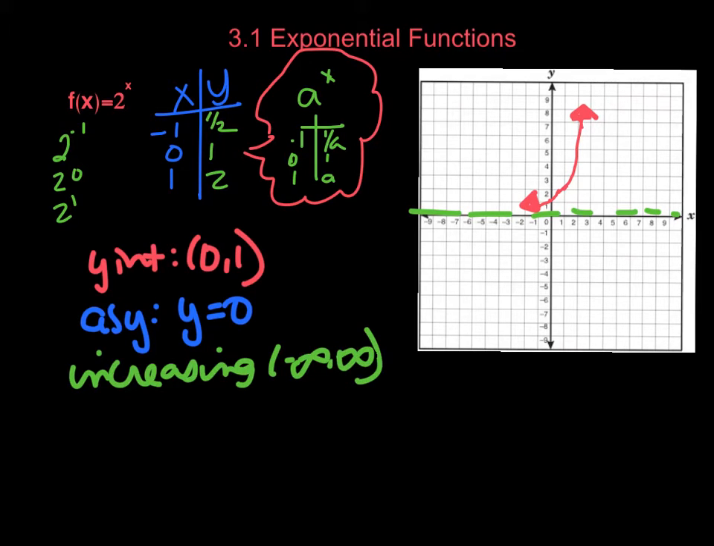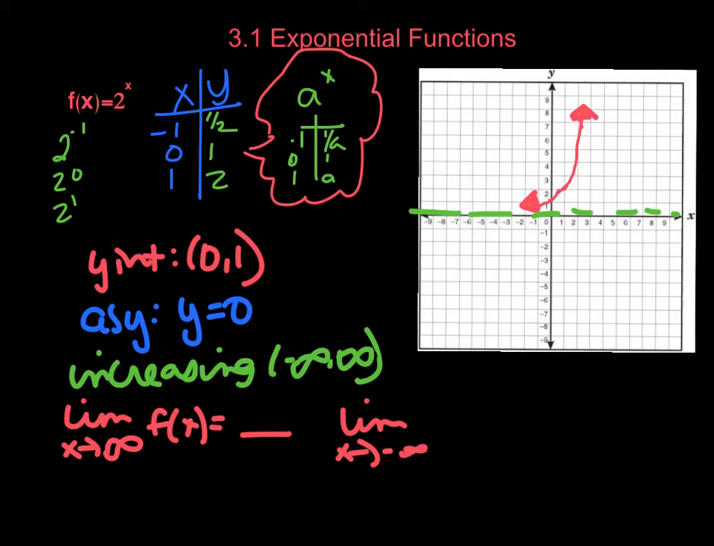Okay. I also want to talk about your end behavior. So my limit as x approaches infinity of f of x, and then we're going to talk about my limit as x approaches -infinity of f of x. As I'm approaching positive infinity, my graph is going up, and so it's going towards positive infinity.